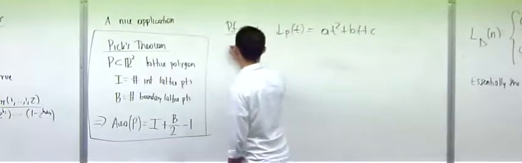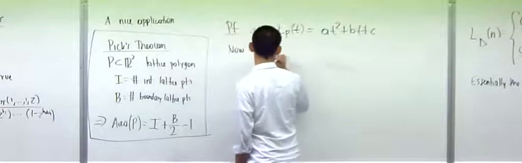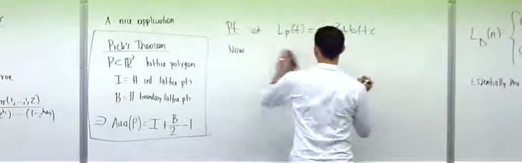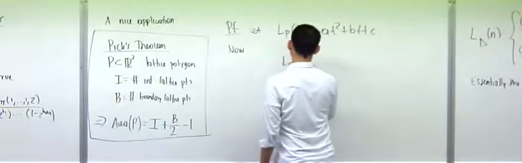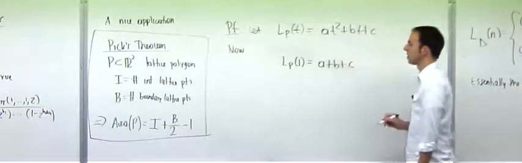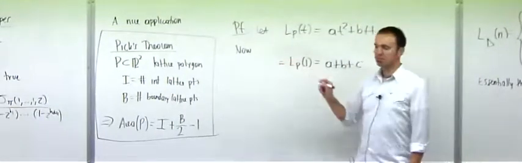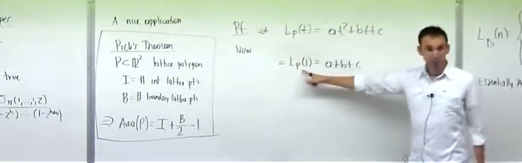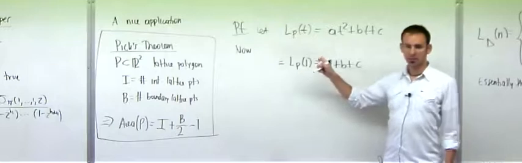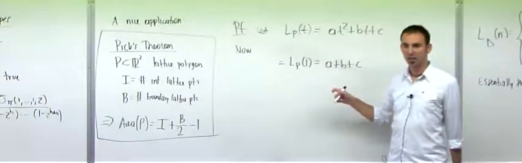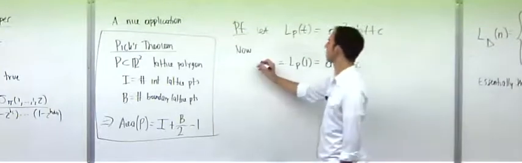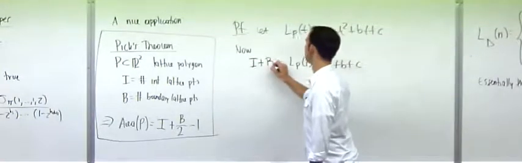Now, if I plug in 1, then I just get A plus B plus C, right? But what is LP of 1? By definition, this is the number of lattice points in 1 times P. Number of lattice points in P. So that counts I and that counts B. This is I plus B. Okay?